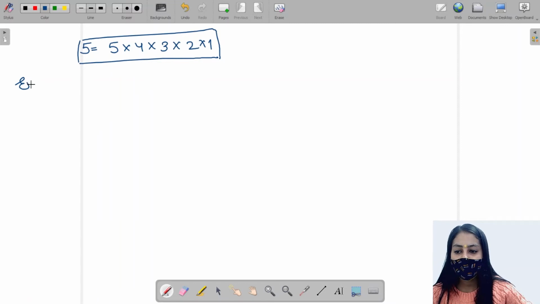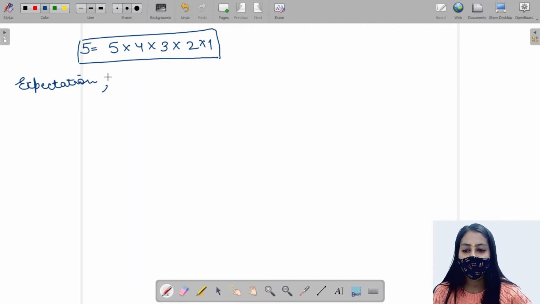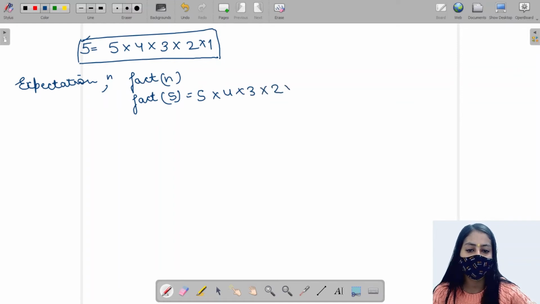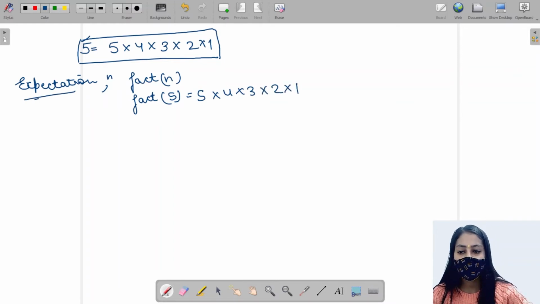Now our expectation in this case is what? That if we are given a number n, the function will return us the factorial of n, right? So you are given a number 5 and the function will give us the factorial of 5, that is 5 into 4 into 3 into 2 into 1, right? So this is our expectation.